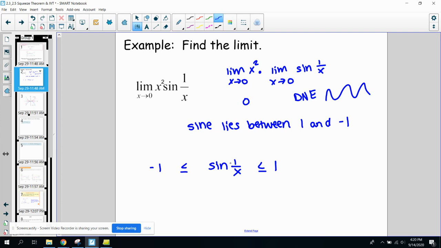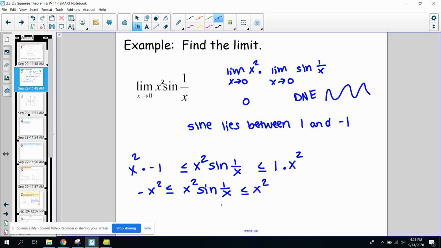So I'm going to take this inequality and I'm going to multiply every piece of it by x squared. So I'm going to multiply this by x squared. I'm going to multiply this by x squared. And I'm going to multiply this by x squared. So just like whenever we do anything in math, you can't just do something to one side. So if I do something to the middle, I have to do it to both sides as well. So now I have -x squared is less than or equal to x squared sine of 1 over x, which is less than or equal to x squared.